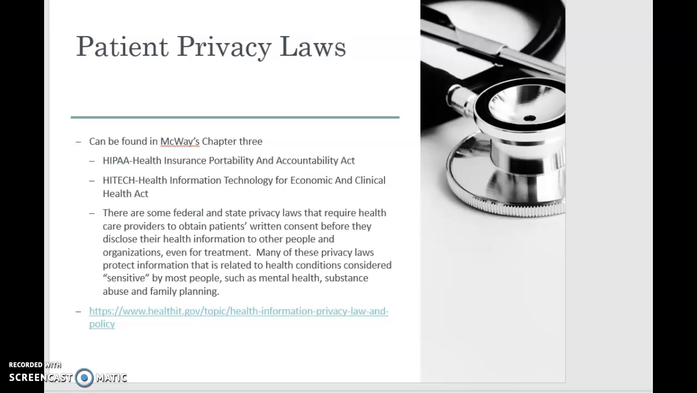So in our McWay book, in our ethics chapter, they talk somewhat about some of the privacy laws. But if you look back into chapter 3, which goes over legal issues in healthcare, they talk a little bit more about HIPAA and the Health Information Technology for Economic and Clinical Health Act. And there are also some federal and state privacy laws that require healthcare providers to obtain patients' written consent before they disclose their health information. A lot of these privacy laws have to do with sensitive information such as mental health, substance abuse, and family planning.